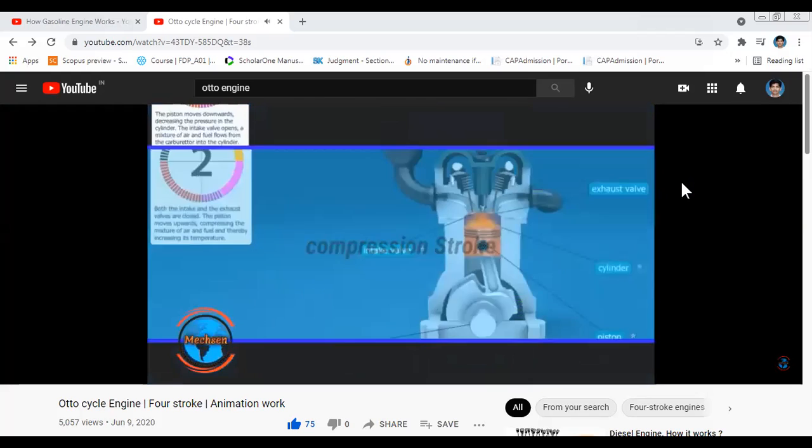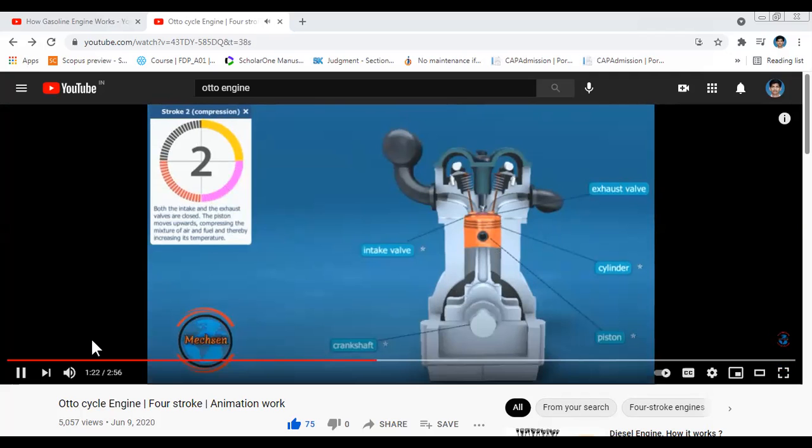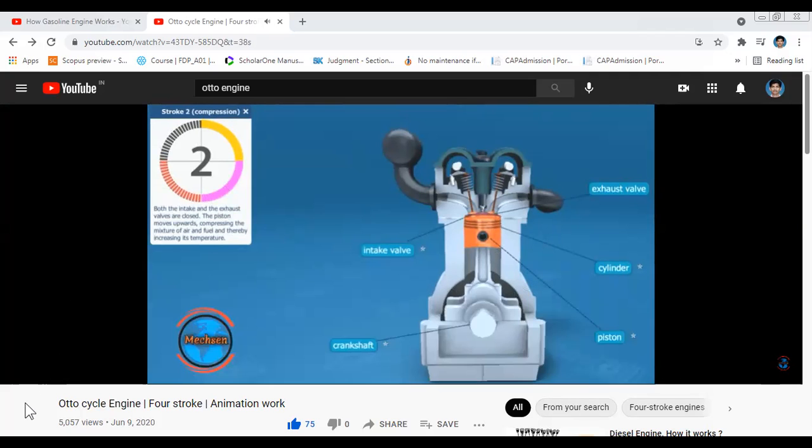Compression. This stroke begins at BDC, or just at the end of the suction stroke, and ends at TDC. In this stroke the piston compresses the air-fuel mixture in preparation for ignition during the power stroke. Both the intake and exhaust valves are closed during this stage.